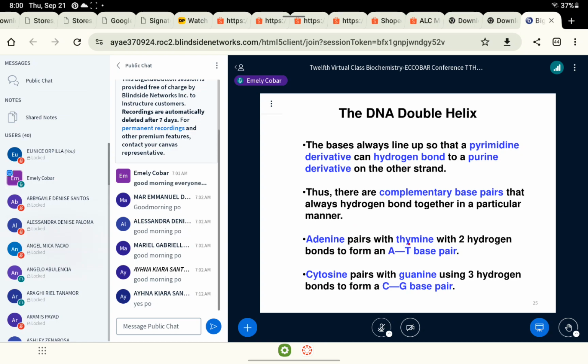Adenine pairs with thymine with two hydrogen bonds to form an A-T base pair. Cytosine naman pairs with guanine using three hydrogen bonds to form a C-G base pair. Okay? So, if we know the sequence of the bases in the first strand, we can give the sequence of the bases in the second strand, which we will do as a sheet work later.